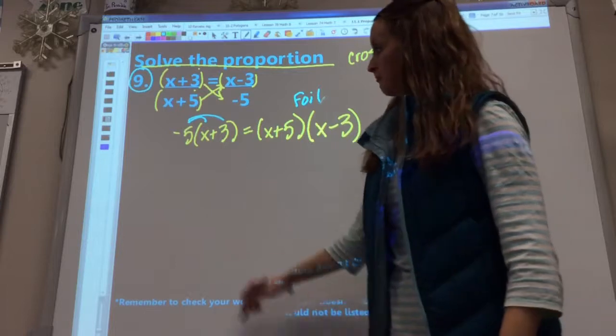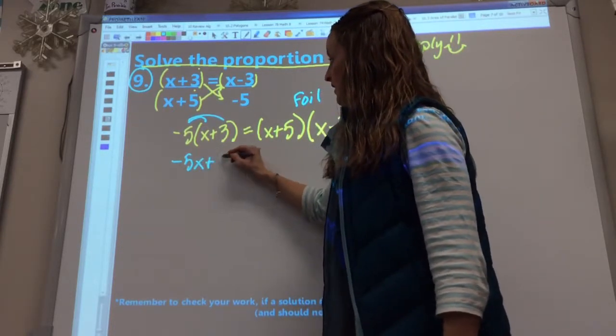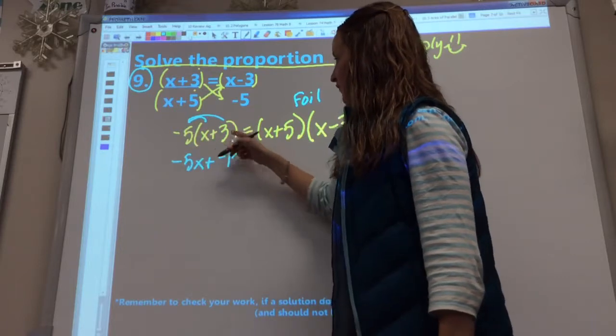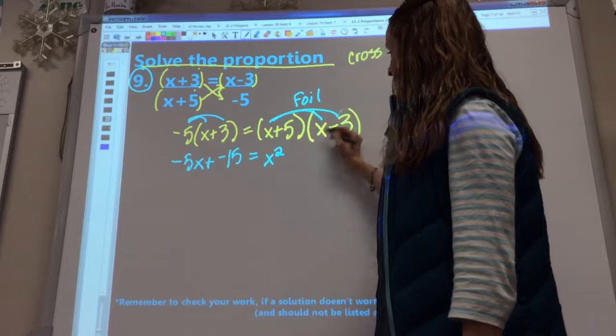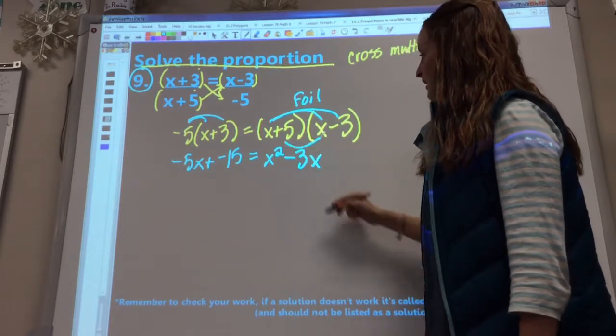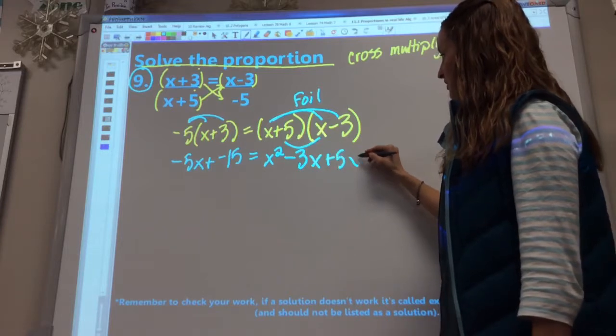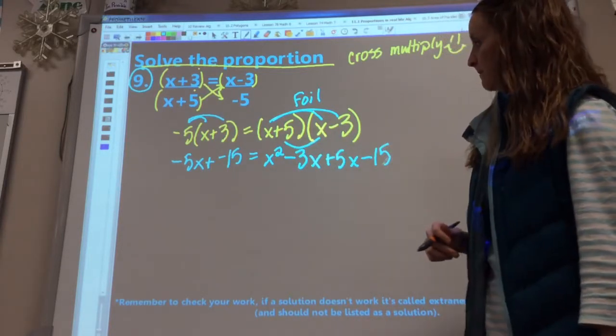So let's check it out. Negative 5x plus negative 15, because that's going to be negative 5 times 3, equals x times x is going to be x squared. X times negative 3 is going to be minus 3x. Right here, it's going to be plus 5x. And a positive times a negative is going to be a minus 15.